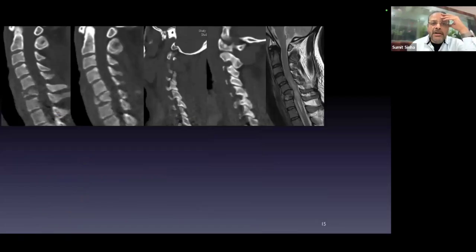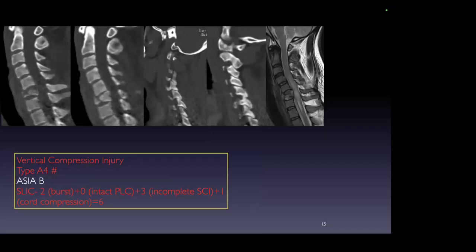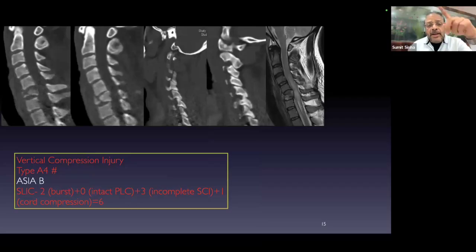Now, another example of this type A4 burst fracture. You see this is a C6 burst fracture. The patient had incomplete neurology, ASIA B. And if you calculate the SLIC scoring, it is a burst fracture morphology, which scores 2, intact PLC, which you can see in the MRI also, and the CT, which scores 0, and incomplete injury, which is a score of 3. And plus 1 for persistent cord compression. There is an additional category in SLIC, persistent cord compression, which is given plus 1.